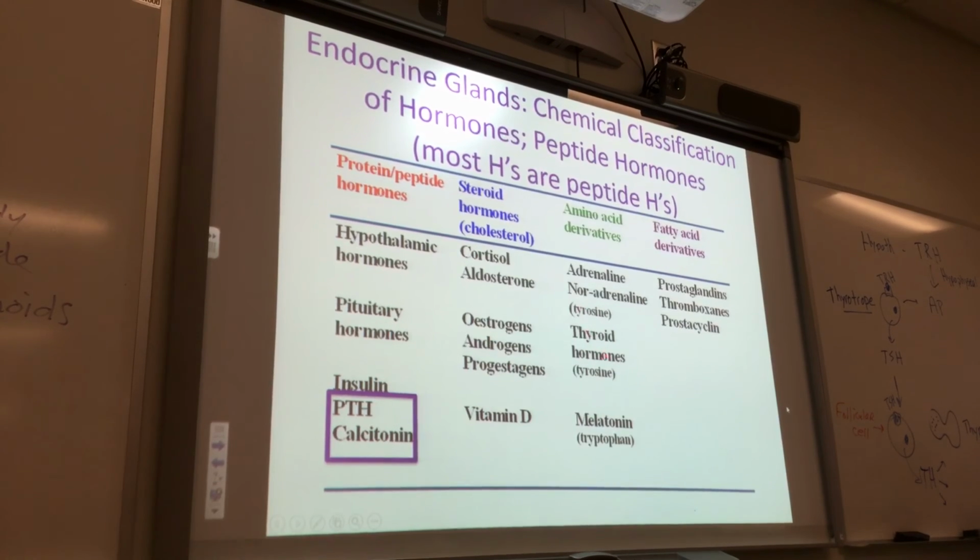Amino acid derivatives, thyroid hormones, we just talked about those. And then fatty acid derivatives, these guys are all associated with eicosanoids, but we're not going to have time to cover those. So.